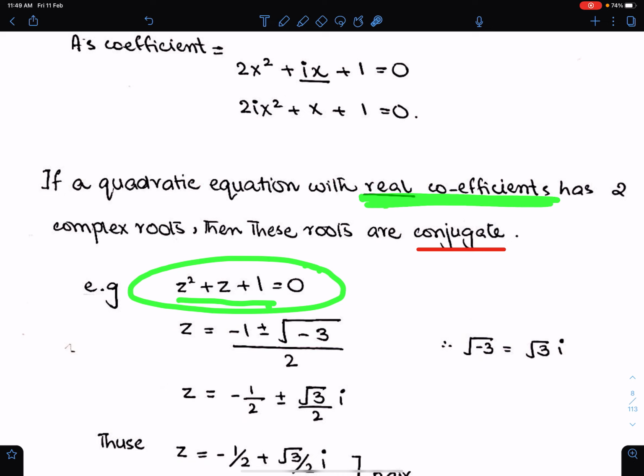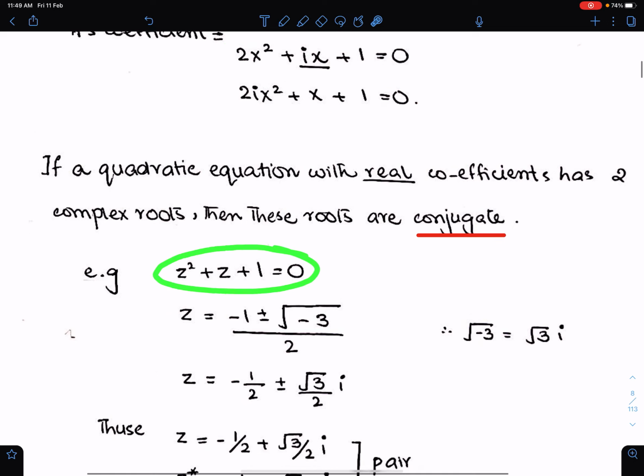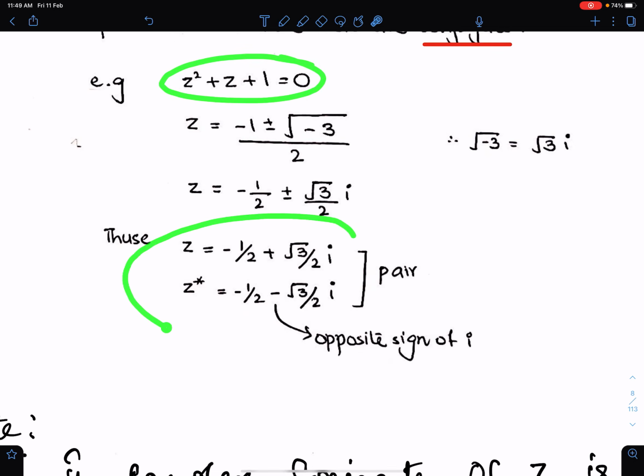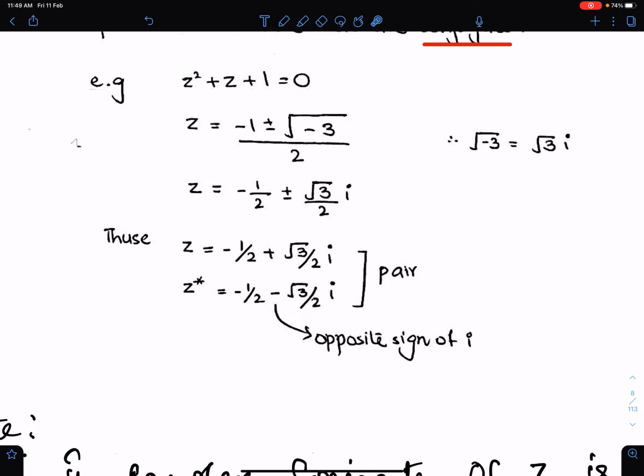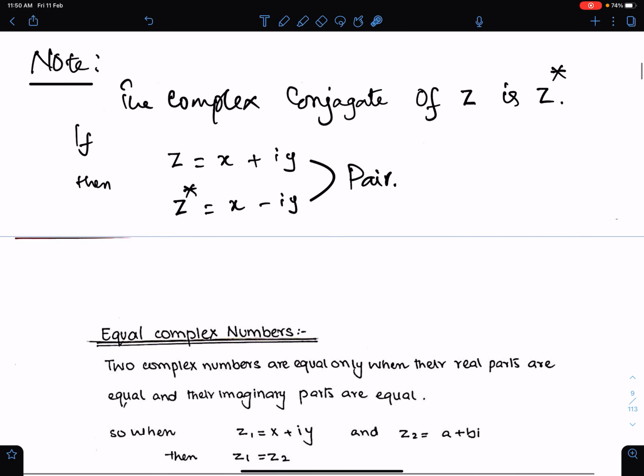You only get conjugates when we have an equation with real coefficients. This is very important: real coefficients, meaning no i in the equation. Here we have i here. So the answers of these two equations will not be in conjugate form, and the answer of this equation must be in conjugate form. We have already discussed this conjugate thing.